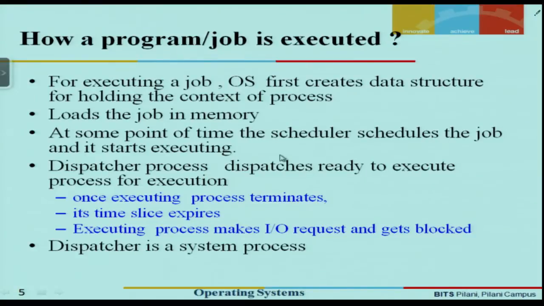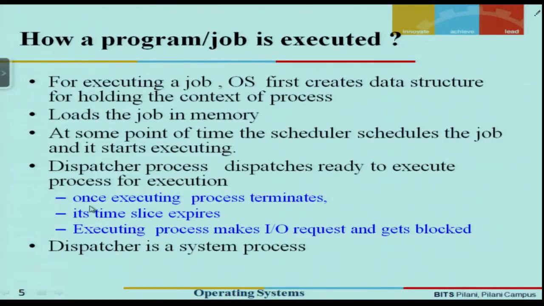The process which picks up the job and schedules it on a processor is known as the dispatcher. So the dispatcher is the process which will pick up a job from the memory and dispatch it to the CPU. The function of the dispatcher process is that it dispatches ready-to-execute processes for execution. The dispatcher gets invoked at several instances. Three of the instances are listed here.